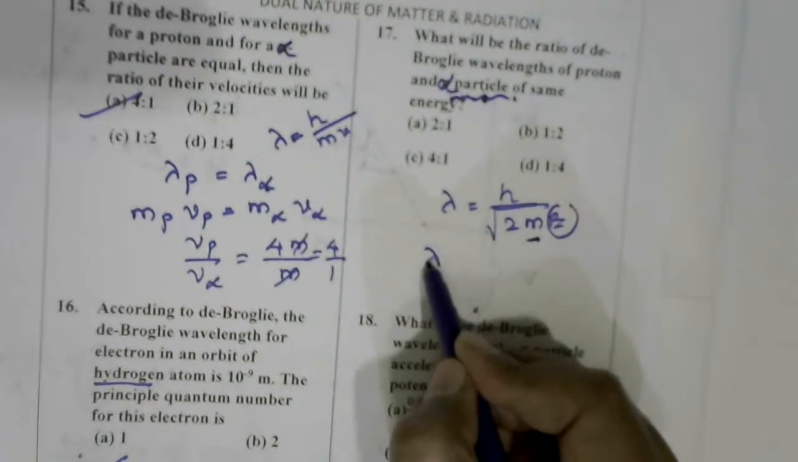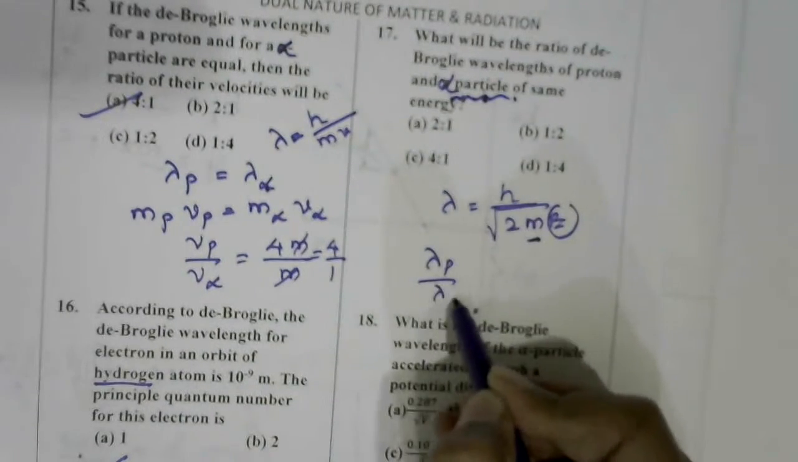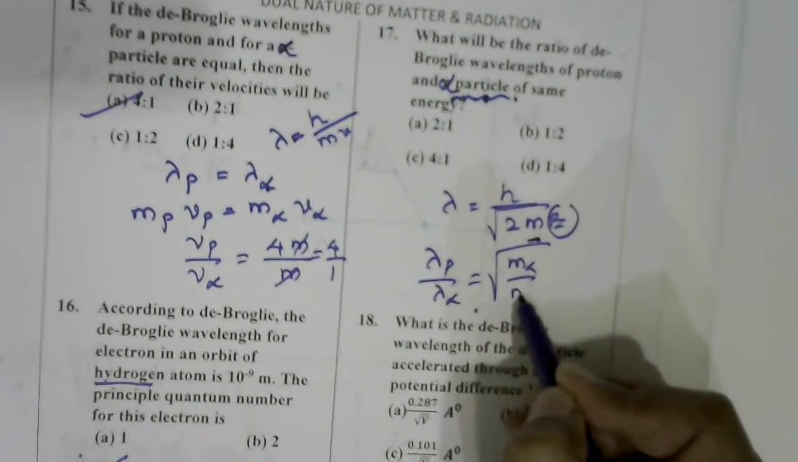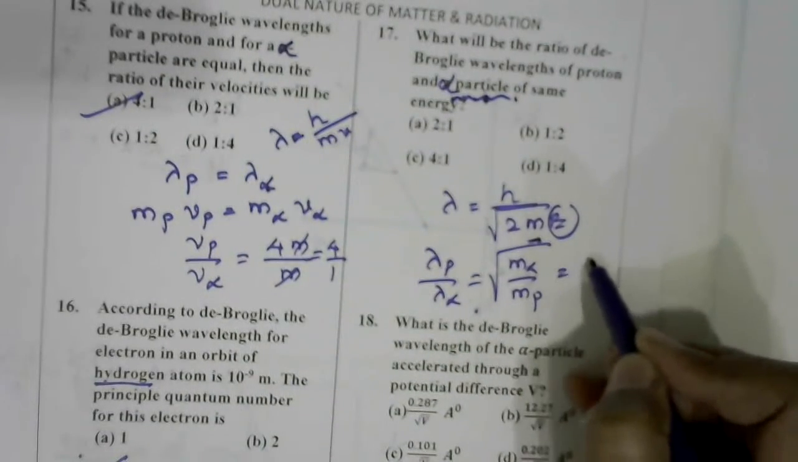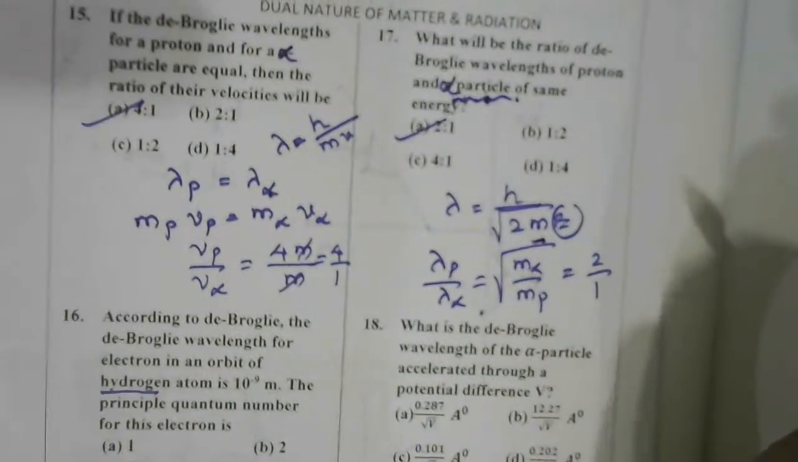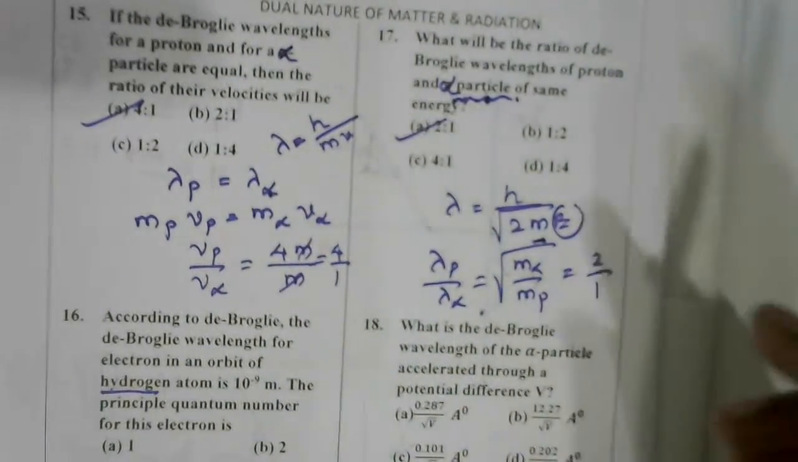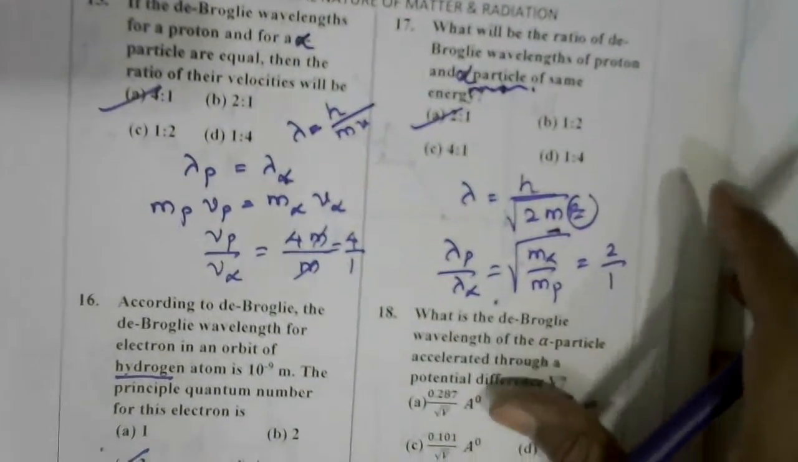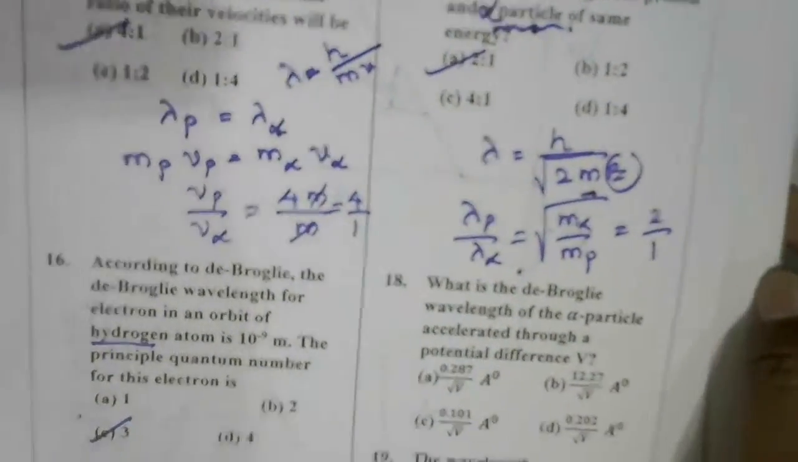So we are having lambda of proton by lambda of alpha equal to square root of mass of alpha by mass of proton. That will come to 2:1. Let us make a correction and check it as an alpha particle. What may the question be? Yes, Satvik, oh, you know it. I don't know. Good thing, no problem. Anyway, we assume, no problem.